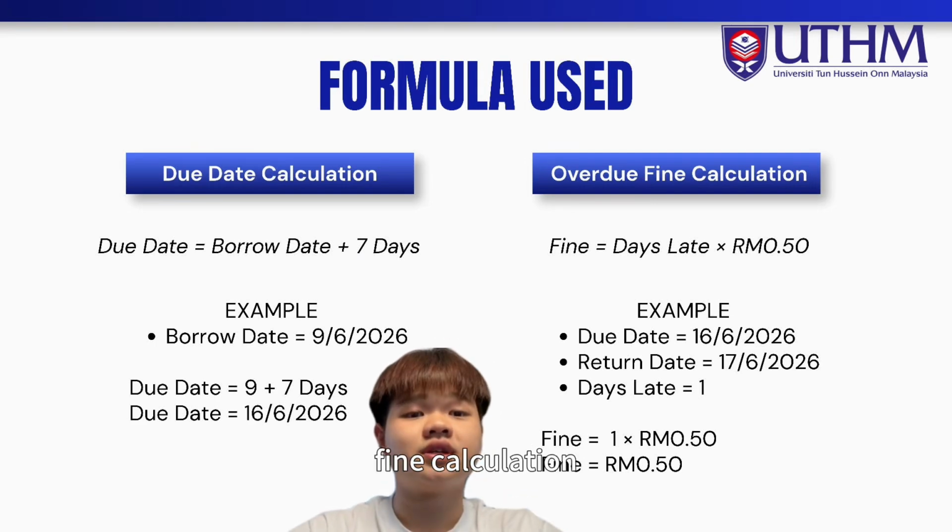Second, overdue fine calculation. The fine is 50 cents per day. For example, the due date is 16th of June 2026, but the user returned the book on 17th of June 2026. There is 1 day late, so the user needs to pay 50 cents for the fine.